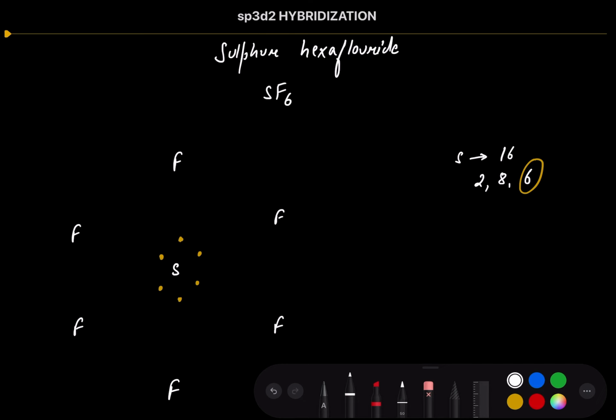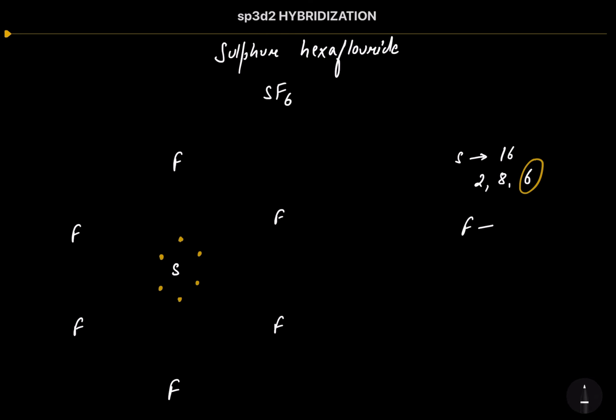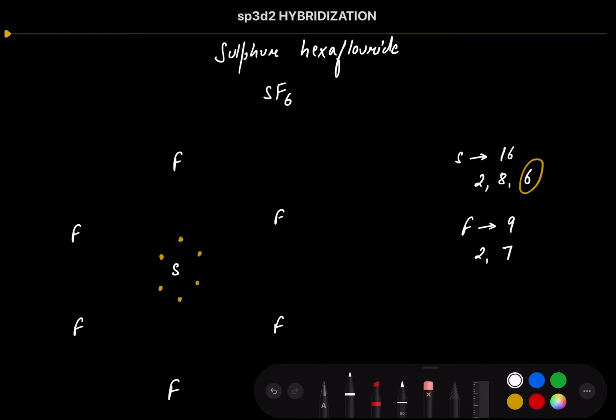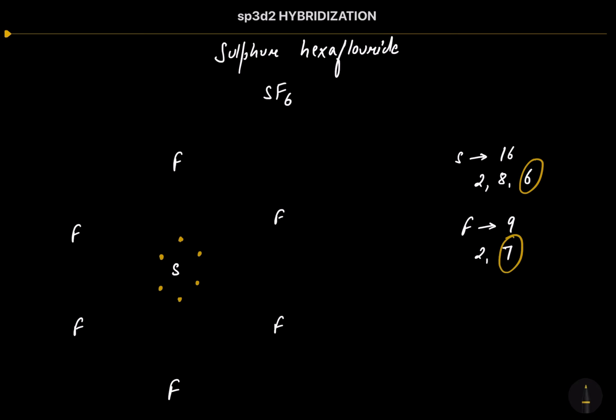Now, let's talk about the fluorine. The atomic number of fluorine is 9, so the configuration will be 2, 7. That means fluorine is having 7 electrons in its valence shell. So let's mark 7 electrons around all the fluorine atoms in the Lewis structure. So let's come to the first fluorine. That's the first electron, second, third, fourth, fifth, sixth, and the seventh.